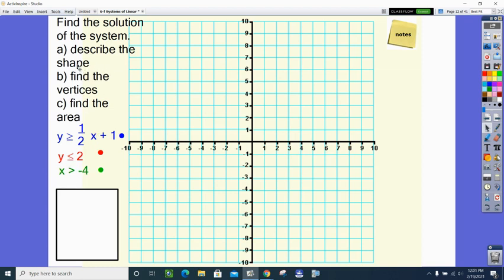You're going to describe the shape of the solution area. We're going to find the vertices, which means the corner points of that shape. A shape, I mean, is it a rectangle? Is it a pentagon? Is it a triangle? What is it? And then that remaining shape, you're going to find the area of. So we're going to start right now by graphing these three simultaneously on the same graph. The video will stop to allow you to do that, and then we can look at these questions.